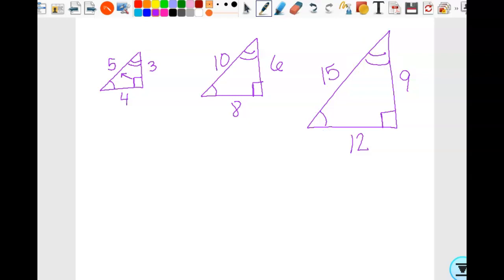All right, and then the similarity ratio here, this will be 3 to 1, right? And we do that by saying, like, 10 over 5 is 2, 6 over 3 is 2, 8 over 4 is 2. If I get the same number all 3 times, I know that they are similar, and that's my similarity ratio, right?